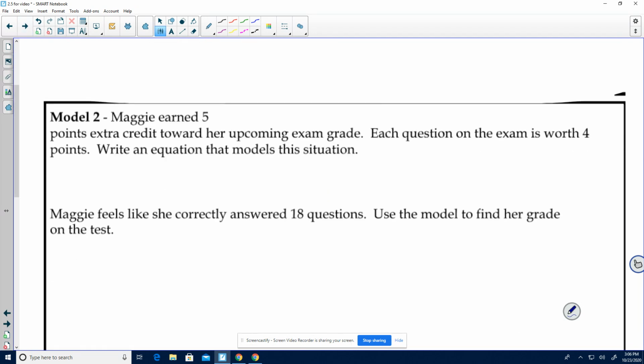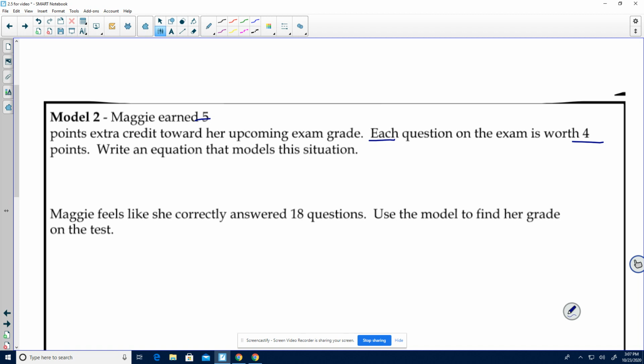Maggie earns 5 bonus points with extra credit, 5 bonus points towards her upcoming exam grade. Each question on the exam is worth 4 points. So look at that. I see the word each, I see 4, and I see that she earned 5 points before anything even happened. So write an equation to represent this situation.